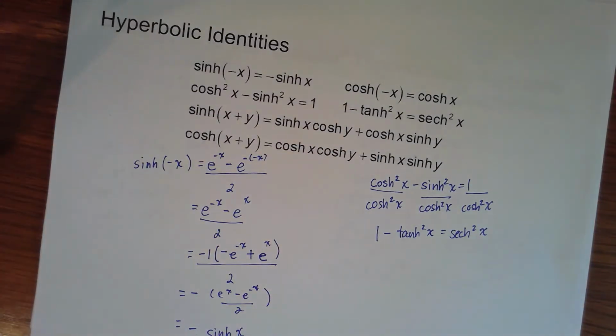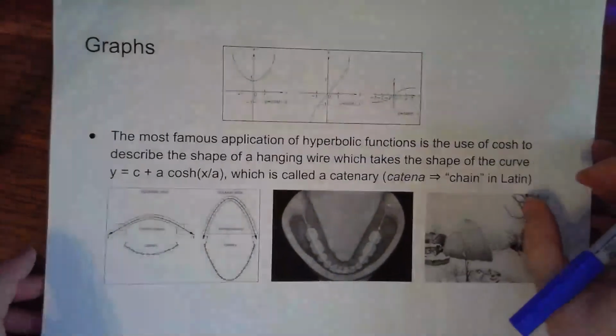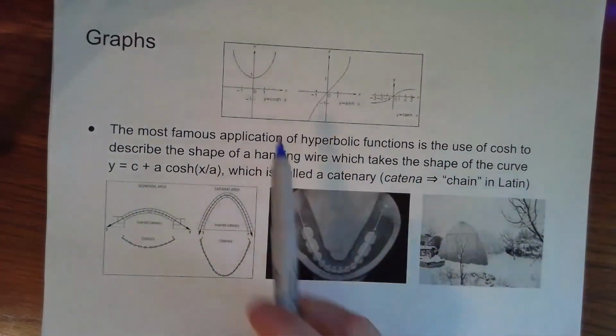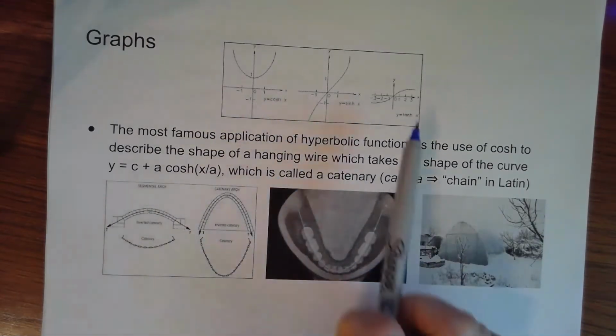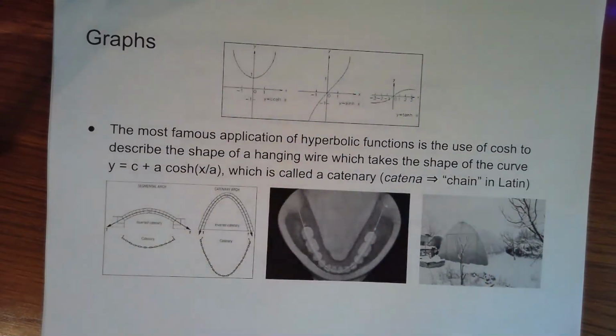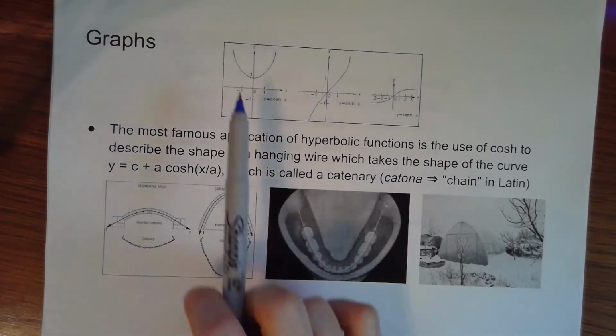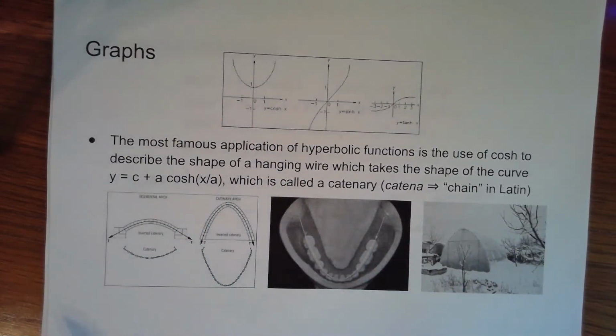Okay, so the graphs of the basic ones, hyperbolic cosine, hyperbolic sine, and hyperbolic tangent, are given here. And notice that hyperbolic cosine looks kind of like a parabola, but it's not a parabola. So it might show up in mathematical models where you might be expecting to see a parabola, but actually the best model is a hyperbolic cosine.